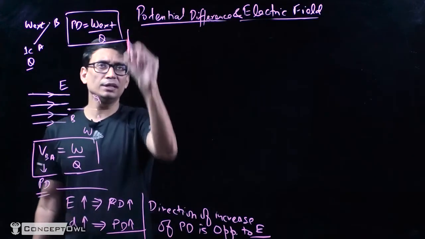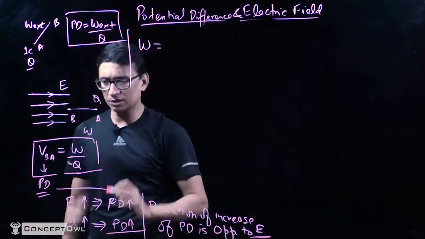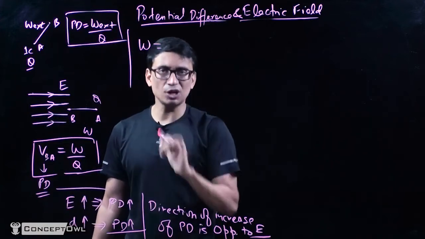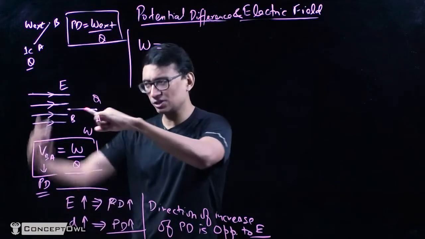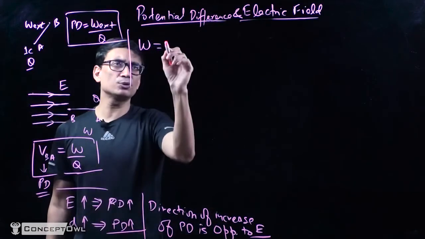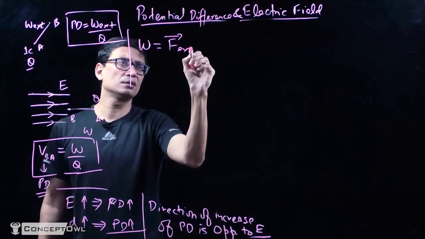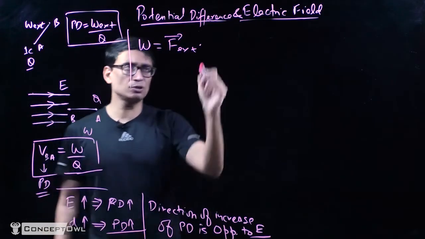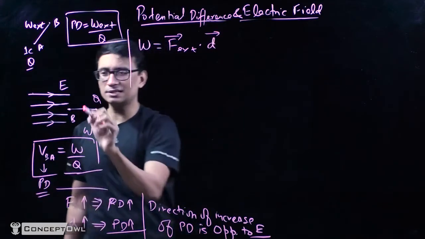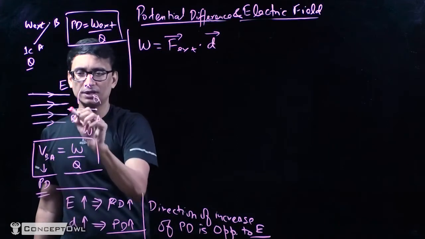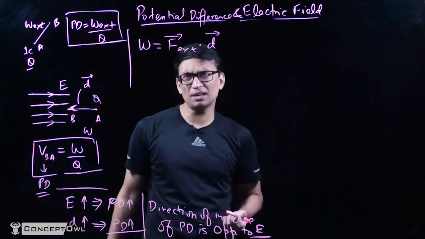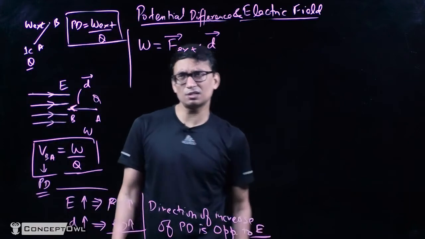So what is W? Work done is F dot S, if F is constant. Here my force will be constant because the electric field is constant. So I have to oppose the electric field, so I am applying a constant force here. So my W is going to be nothing but F external dot displacement. I am going to call the displacement D vector. So this is the work done.